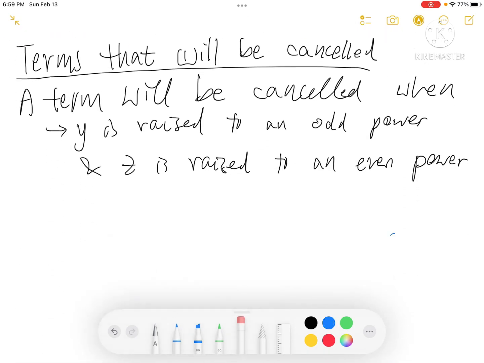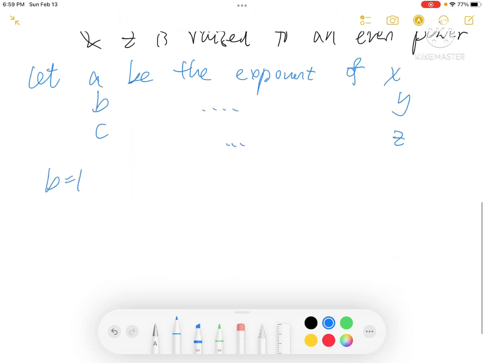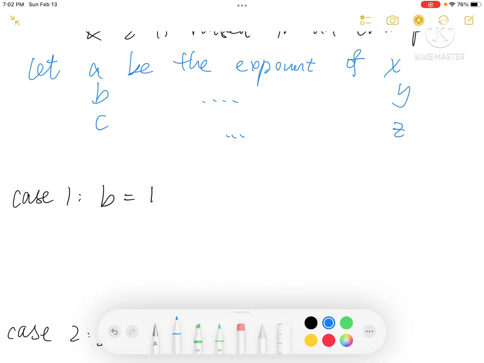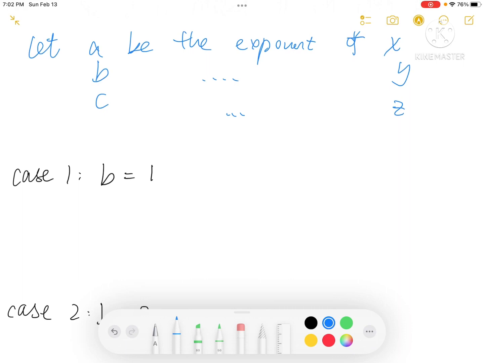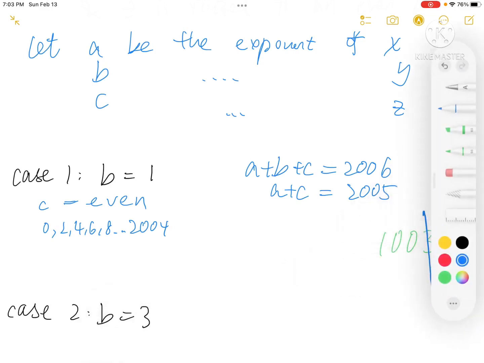So now we can try to count the number of terms that will be cancelled. We can do this by casework. Firstly, let a be the exponent of x, b be the exponent of y, and c be the exponent of z. Now let's do casework to find the total number of cases when the terms will be cancelled out. Firstly, when b is equal to 1, c should be even. The sum a plus b plus c is equal to 2006, so when b is equal to 1, a plus c is equal to 2005. For c to be even, you can have 0, 2, 4, 6, 8, up to 2004, which means in total there will be 1,003 terms.